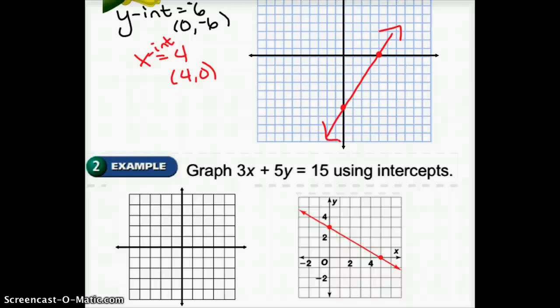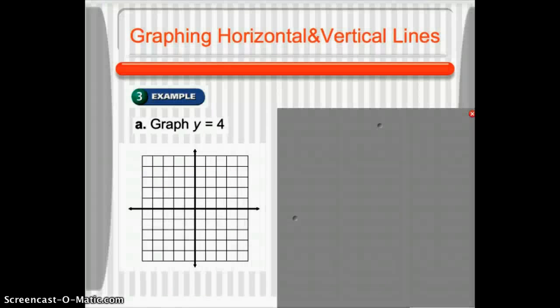Okay. Let's look at some horizontal and vertical lines. Okay, if I have this one, graph y equals 4, well, I don't have an x in there at all. So what's going to happen? I'm going to have the point y equals 4. My y-intercept is going to have to be at 4. Well, every single time, the y value is always going to be 4 no matter what. So you're going to notice that when y equals 4, this is a horizontal line.